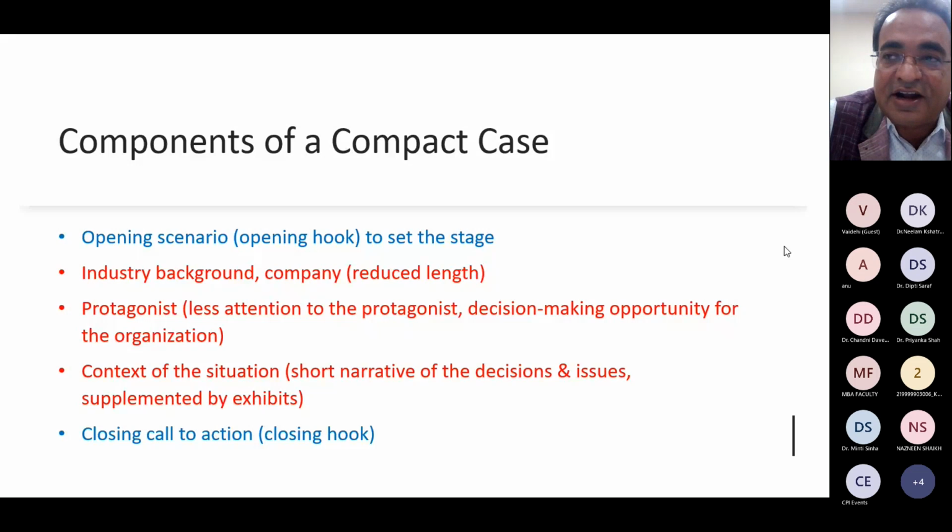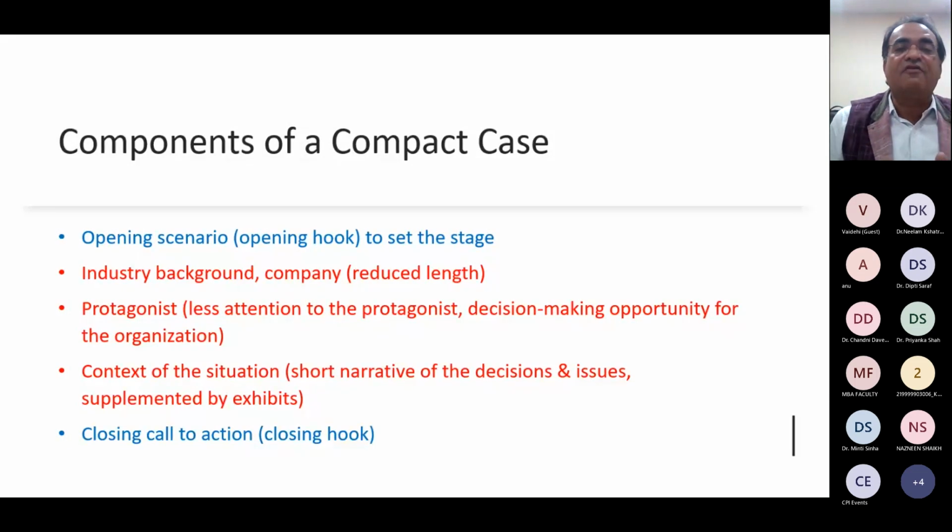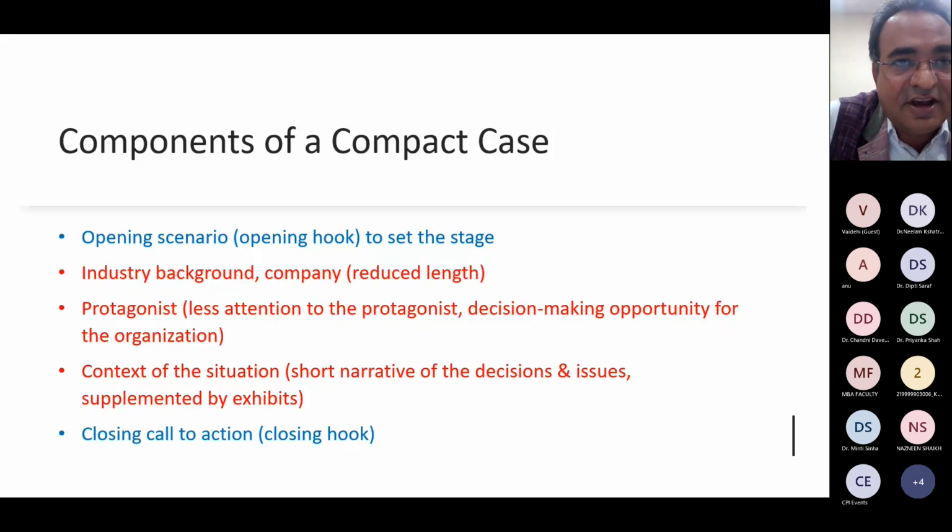So, if you're talking of Ratan Tata, or Elon Musk, or some famous Indian entrepreneur, you may not need to establish details in the case narrative. So you can pay less attention to the protagonist here. You don't need to use many words, and maybe you can shift the focus to the decision making opportunity for the organization. So instead of focusing on the protagonist, you can talk about the decision making opportunity from the organization point of view. So you basically use the organization here instead of the protagonist, right?